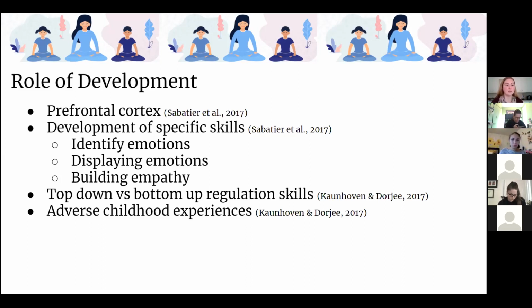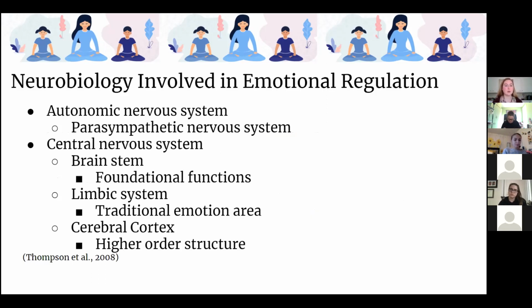And then we also have to consider adverse childhood experiences, commonly known as ACEs, which can negatively impact children and adolescents' emotional regulation and can impact them throughout the lifespan. So when we talk about the neurobiology involved in emotional regulation, there's the autonomic nervous system, specifically the parasympathetic nervous system, that we want to consider.